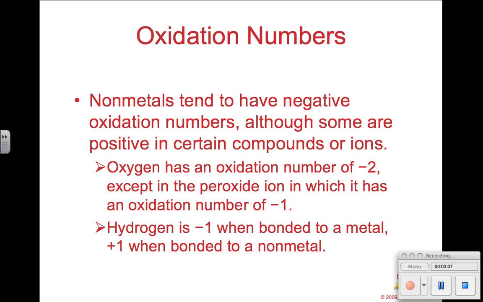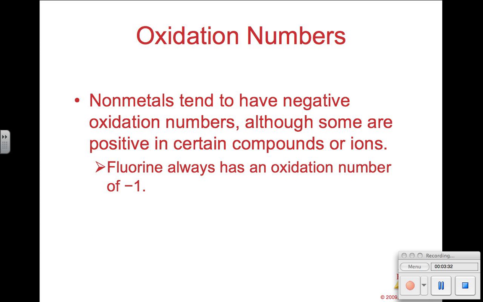Hydrogen is -1 when bonded to a metal, but it's always +1 when bonded to a non-metal. So if you have hydrogen bonded with, let's say, barium, barium is going to be +2, so it's BaH2, where the hydrogen would have a -1 oxidation number. But when it's combined with halogens, like HCl, it's +1.